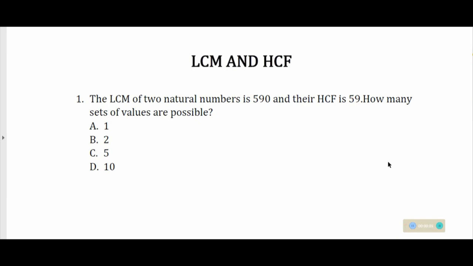In today's lecture, we shall look at some tricky questions on what we call the lowest common multiple, or what we shall be calling the LCM, and the highest common factor, what we shall be calling HCF. Let's go straight away.